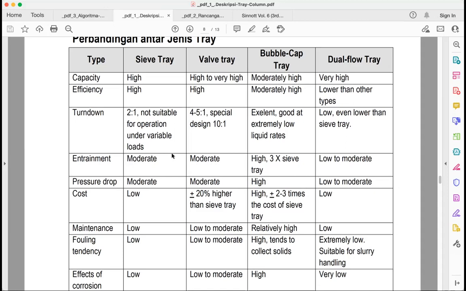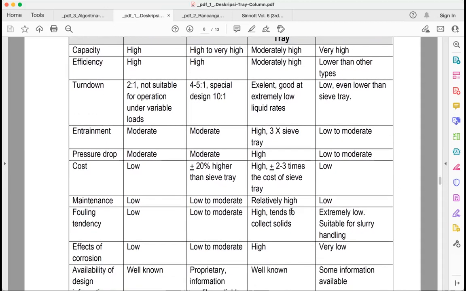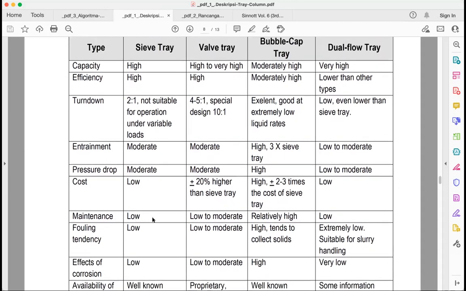And then the cost: the sieve tray or dual flow tray is very low because it's much simpler, and the valve tray is higher than the sieve tray, and also the highest one is the bubble cap. But the sieve tray has good, low maintenance. Low maintenance is very important when we operate them for a very long time, 10 years, 20 years. So of course maintenance is a very difficult matter.